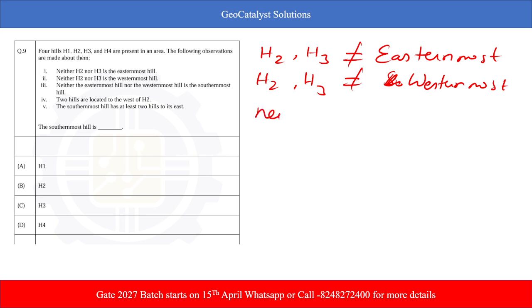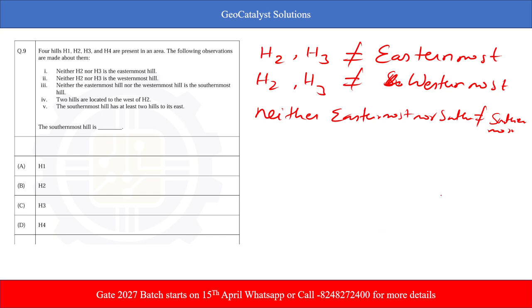So neither easternmost nor westernmost is southernmost. So the third statement also. Then two hills are located to the west of H2.